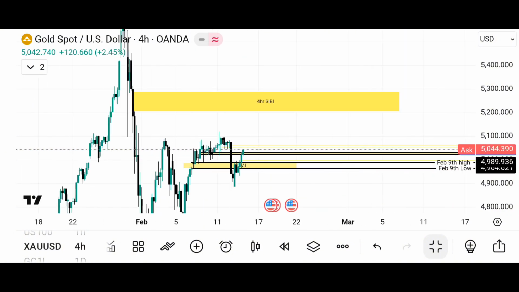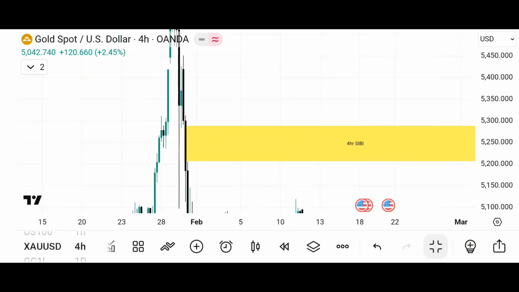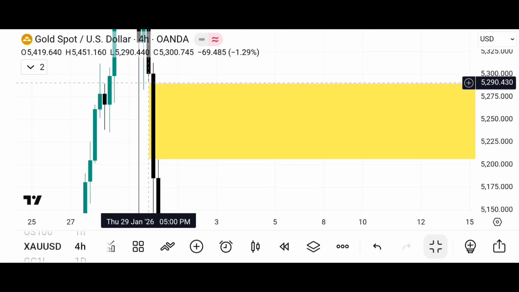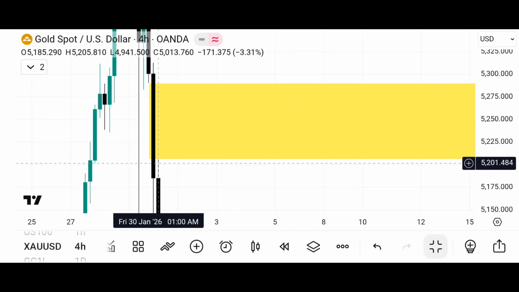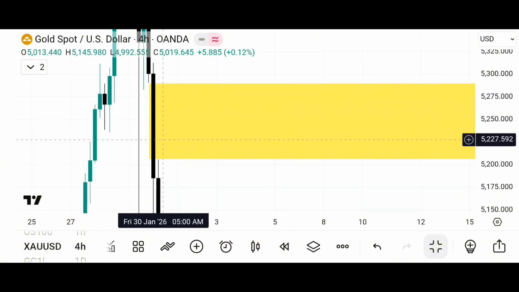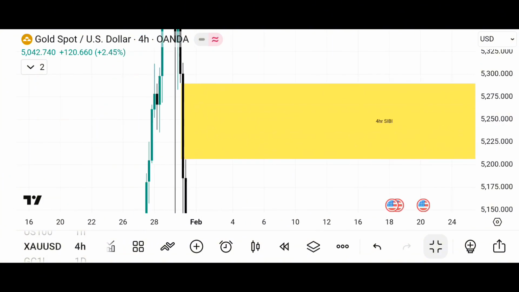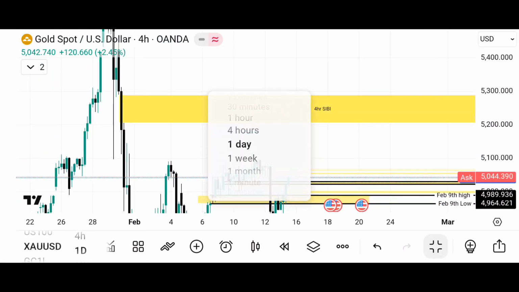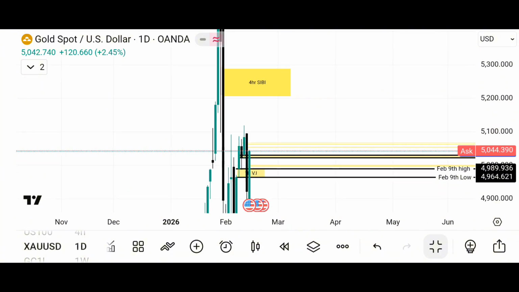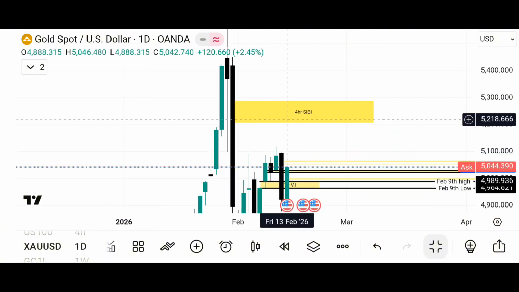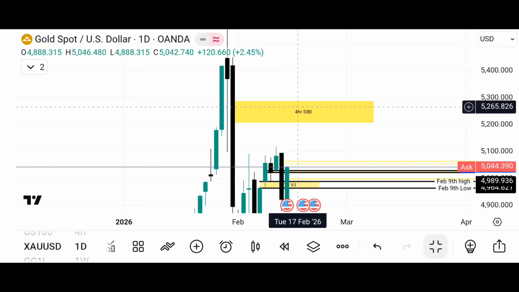Let me drop down to the 4-hour time frame. Okay, you can see this inefficiency in price, the high of this candle and the low of this candle. Sorry, the low of this candle and the high of this candle. You can see this inefficiency is very clear if you've been following my videos. So back into the daily time frame.